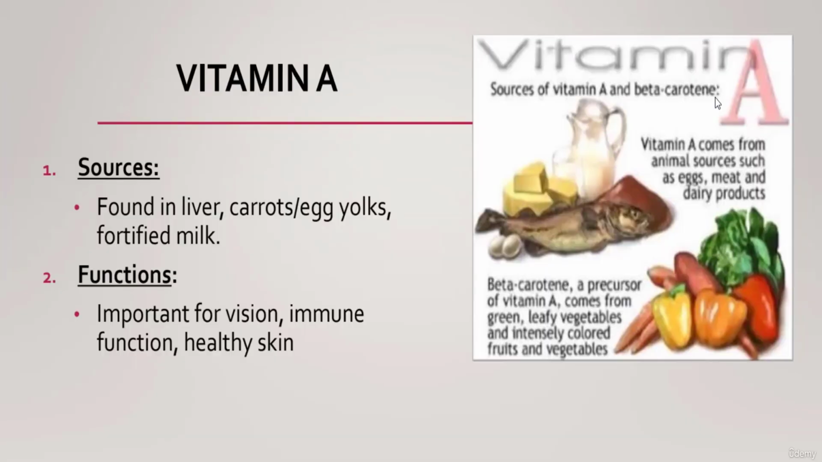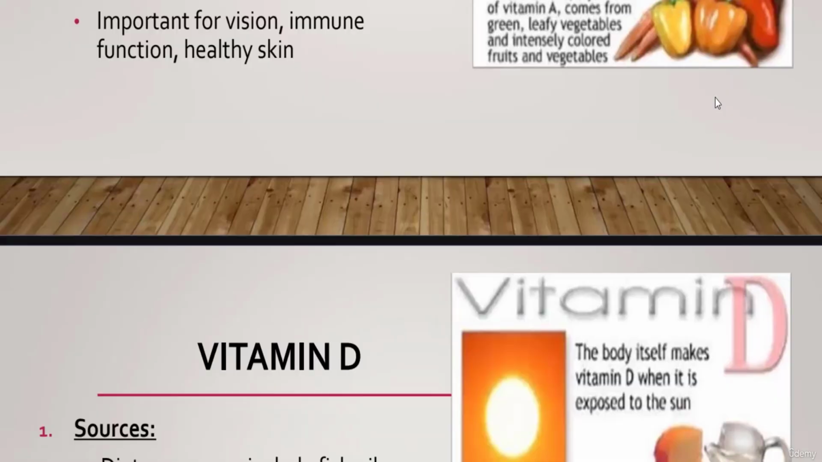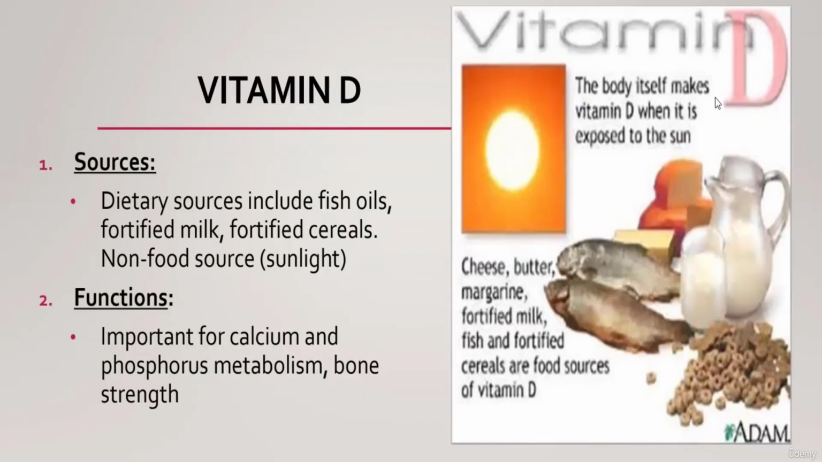So let's start off with vitamin A, right? So the sources of vitamin A are found in the liver, carrots, egg yolks, fortified milk. Its function is important for vision, immune function, and healthy skin. All right. So it contains beta carotene, right, which is a precursor of vitamin A, comes from green leafy vegetables and intensely colored fruits and vegetables. Vitamin D. Dietary sources include fish oils, fortified food, fortified cereals. Vitamin D is important for calcium, phosphorus metabolism, and bone strength. So you can find them in cheese, butter, margarine, etc.